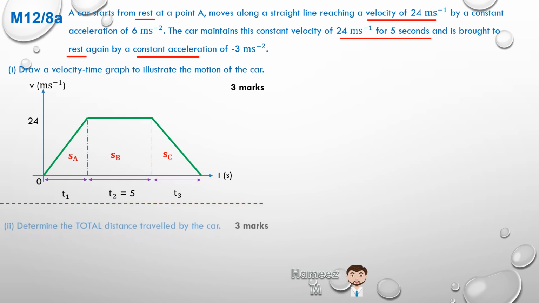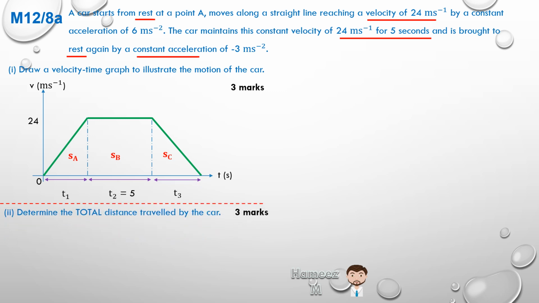Part 2. Determine the total distance traveled by the car. So the total distance traveled in a VT graph is the area under the graph. So if we can work out t1 and t3, we will be able to get the total length of the base. We know the total perpendicular height is 24, and we know the other vertical part is 5. And then we can use the area of a trapezium to work out the total distance traveled.